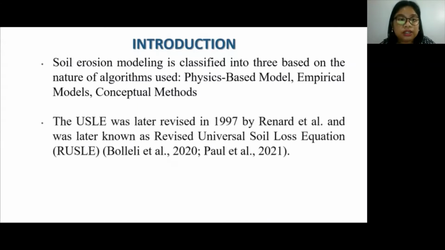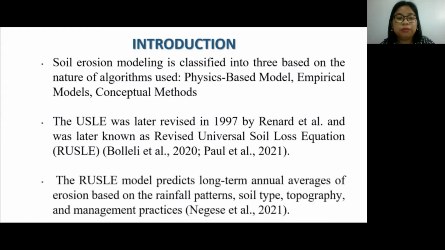The USLE was later revised in 1997 and became known as the Revised Universal Soil Loss Equation. The RUSLE model predicts long-term annual averages of erosion based on rainfall patterns, soil type, topography, and management practices. Despite its limitations, several researchers employed modifications in the model to estimate soil erosion.